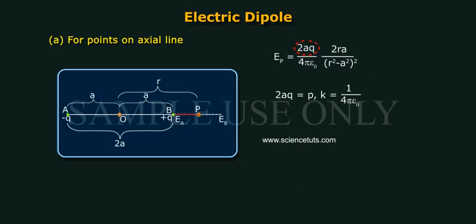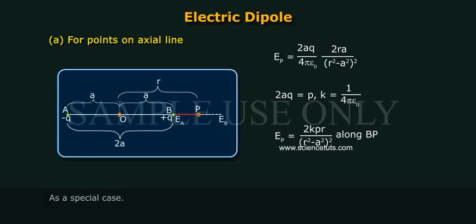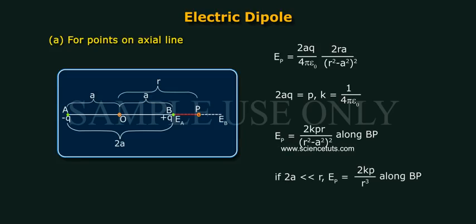2AQ is equal to P. K is equal to 1 by 4 pi epsilon naught, or EP is equal to 2kPR by (R square minus A square) whole square, along BP. A special case: if 2A is much less than R, EP is equal to 2kP by R cube, along BP.